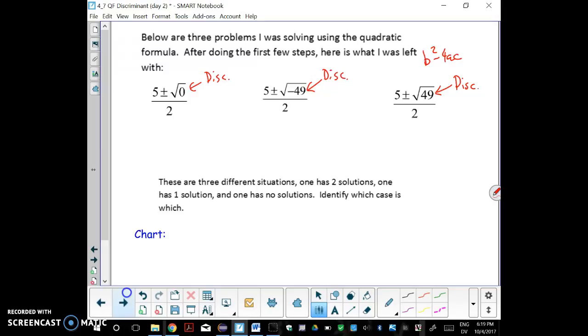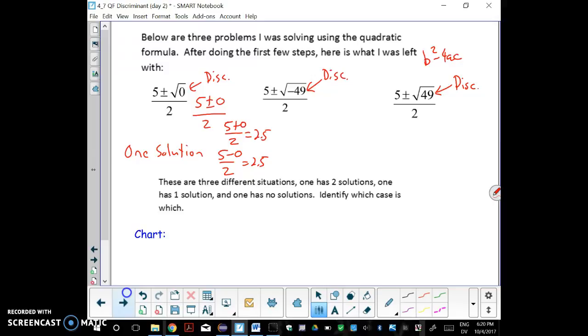All right, so this first one is actually the example of the one solution case. Okay, and the reason is, maybe you reasoned through it and could figure it out, that the square root of 0 is 0. All right, so here we have 5 plus or minus 0 over 2. So we do 5 plus 0 over 2 and 5 minus 0 over 2. And in both cases, we just get a single answer of 2.5. Okay, so when you get a 0 underneath there, that's the one solution.